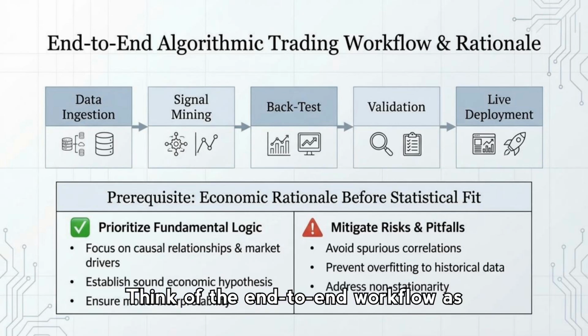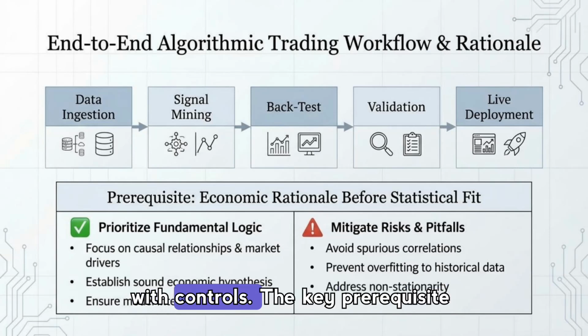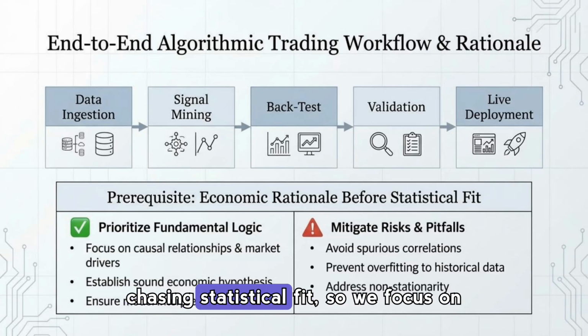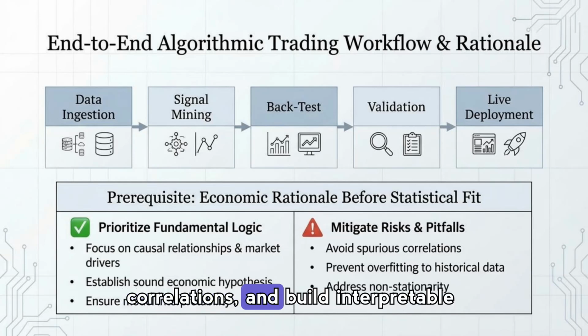Think of the end-to-end workflow as a pipeline. Ingest high-quality data, mine signals, run robust backtests, validate results, then deploy live with controls. The key prerequisite is an economic rationale before chasing statistical fit. So we focus on causal relationships, avoid spurious correlations, and build interpretable models that mitigate overfitting and non-stationarity during real-world deployment.